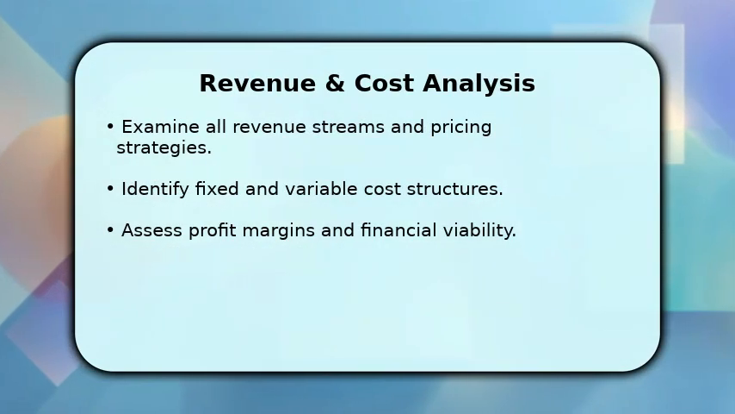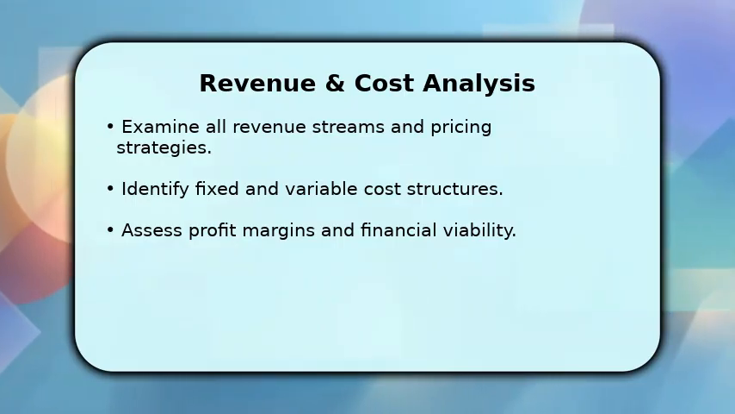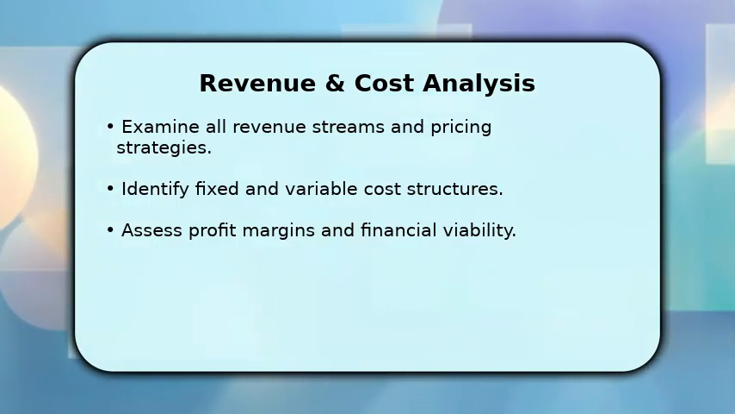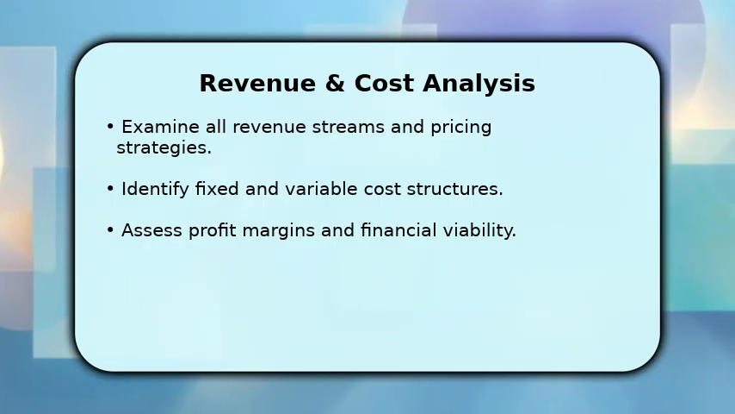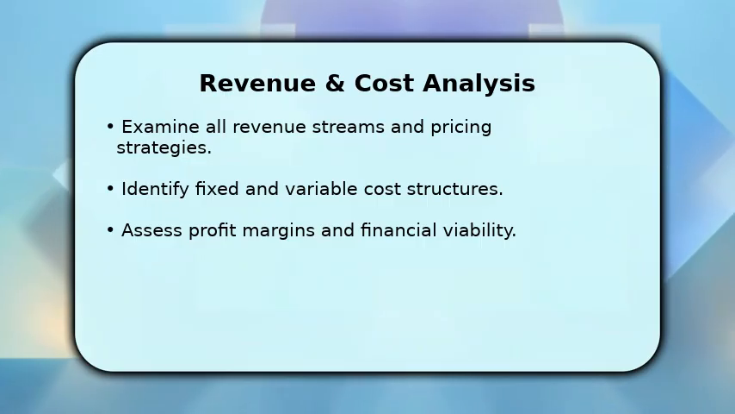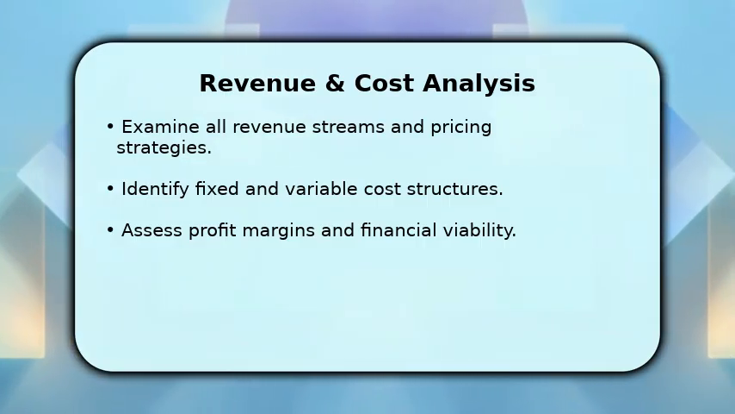Now, let's dive into the financial engine. Scrutinize all the ways a business generates income, including its pricing models and sales channels. Then, break down its cost structure, distinguishing between fixed expenses like rent and variable costs that fluctuate with production. This analysis helps you understand profit margins and the overall financial health of the operation.